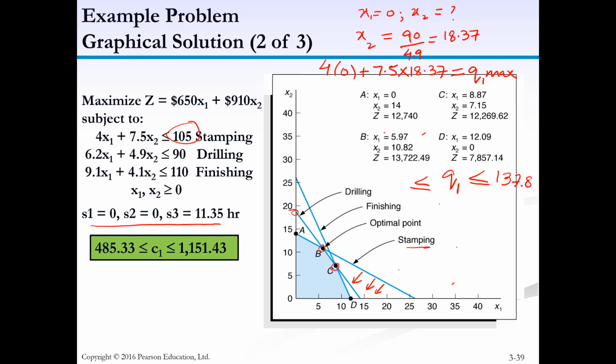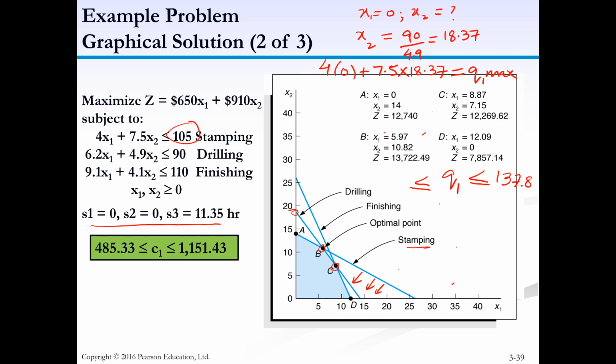I don't know, we have to check by running the software, but what I can say is that the variable mix is going to change from point B when we move the stamping constraint towards the origin, and it will have a new point which is point C. Also, what we call these shadow prices will be changing as well.